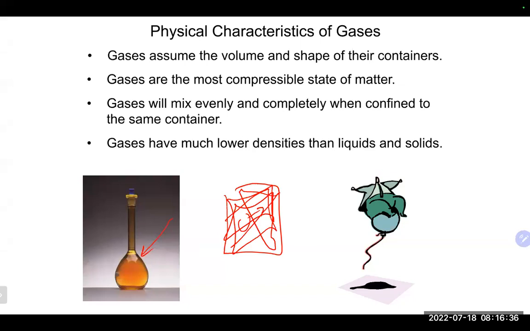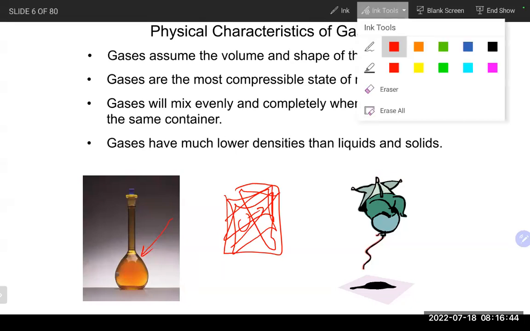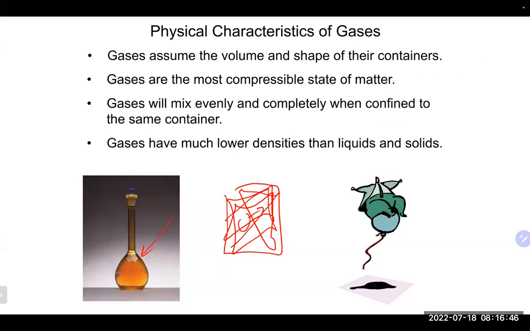Gases will mix evenly when they are completely confined in the same container. If you have multiple gases, just by the process of them being in the same container, they are all flying around in the same area. So gases are really said to be soluble in one another because they're just flying around in the same container, moving through each other, and in that sense, mixing really well with one another.